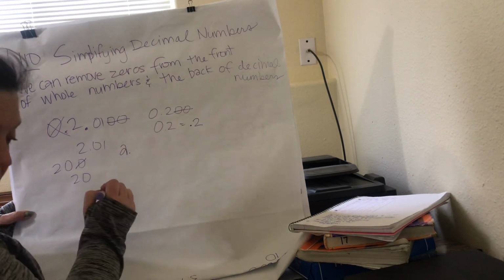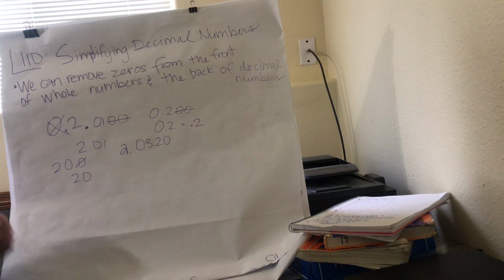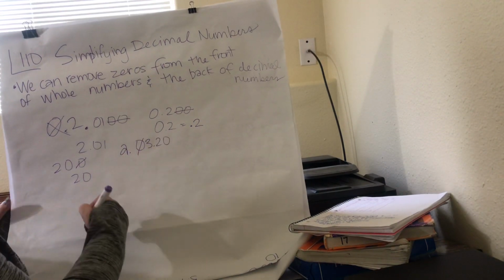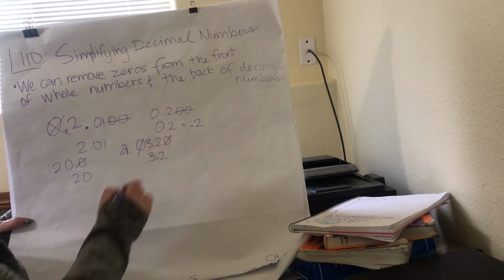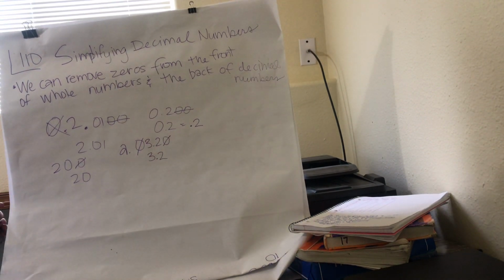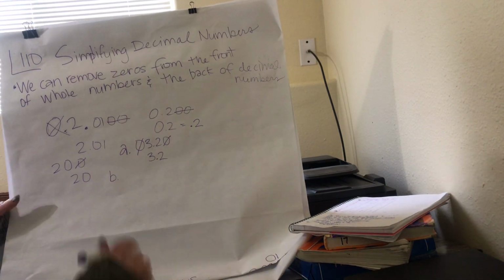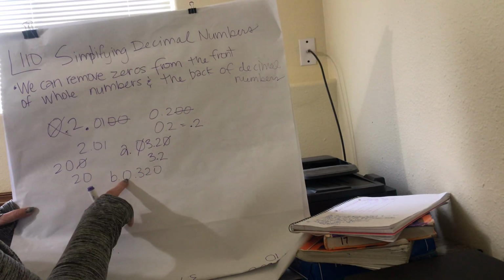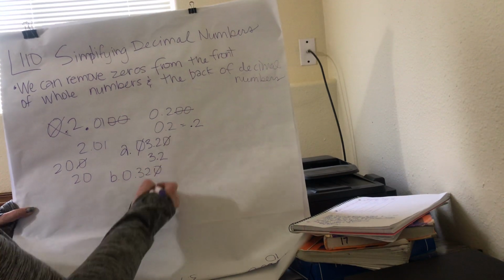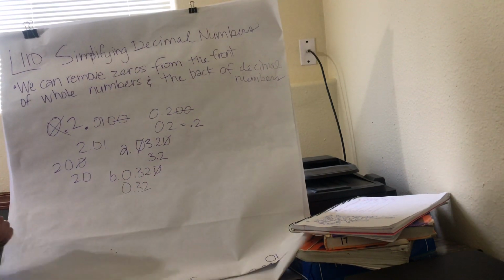For A, we have 03 and 20 hundredths. Do we need all those zeros? Don't need this one. It's in front of our whole number. Don't need this one. It's behind our decimal numbers. We can simply say we have 3 and 2 tenths. Let's look at B. We have 0.320. We're going to leave this one here because our book asks us to, but we don't need that one. So our answer would be 32 hundredths.